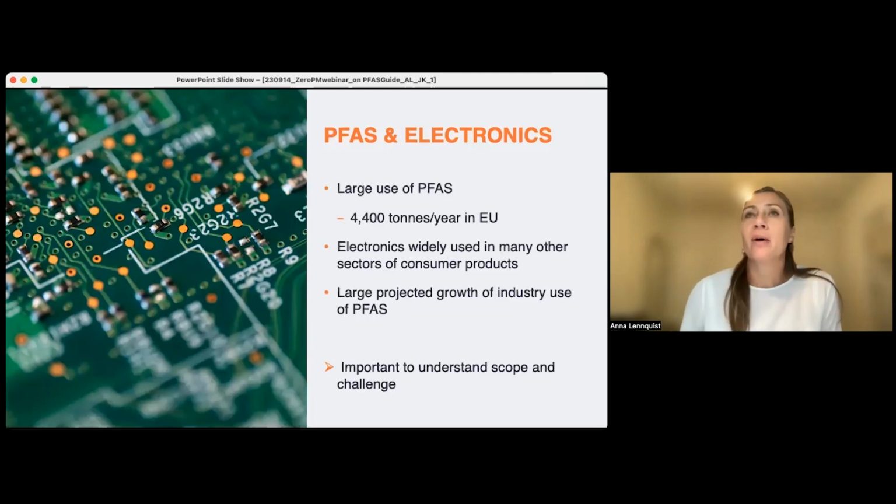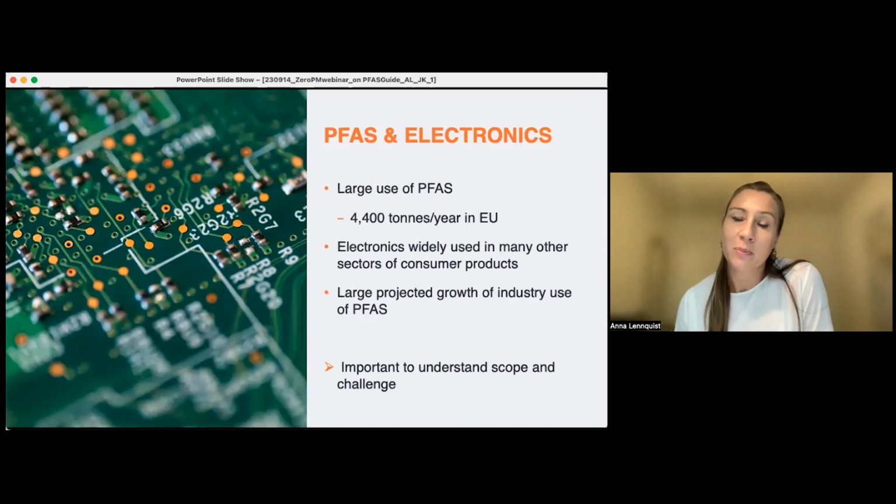So one thing we found out, or that became obvious to us when doing the work with the PFAS guide, was that for PFAS in electronics, we could not really find a good sector report. And this is also a field where PFAS was discussed a lot, and where it was said that PFAS would be especially difficult to replace in some cases.